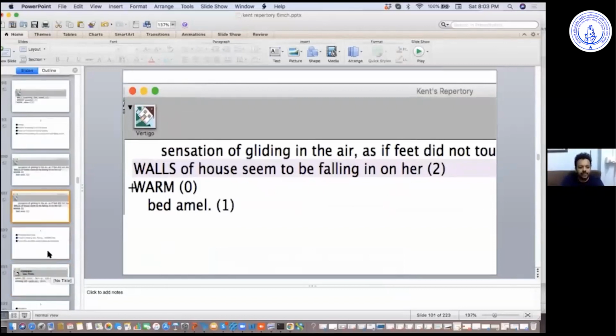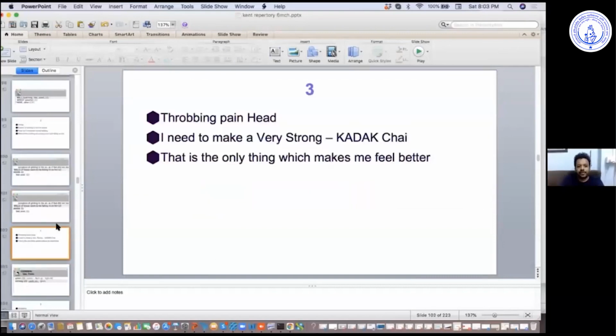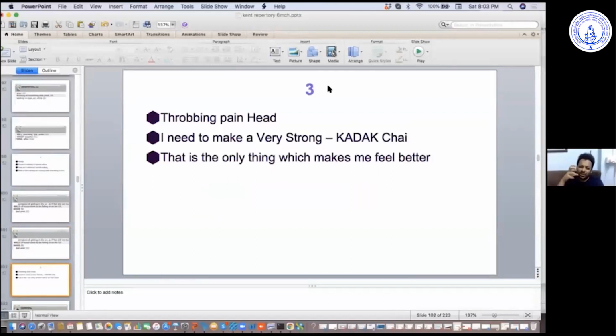You have to tell me, this is very important. A patient comes to you with a lot of headache. You ask, what is the symptom? And he says, I get a lot of headache, but I feel like drinking very strong kadak chai. I want a very, very strong tea. And once I drink this strong tea, I know I will get better. I feel much better drinking strong tea. Batao, how will you analyze?